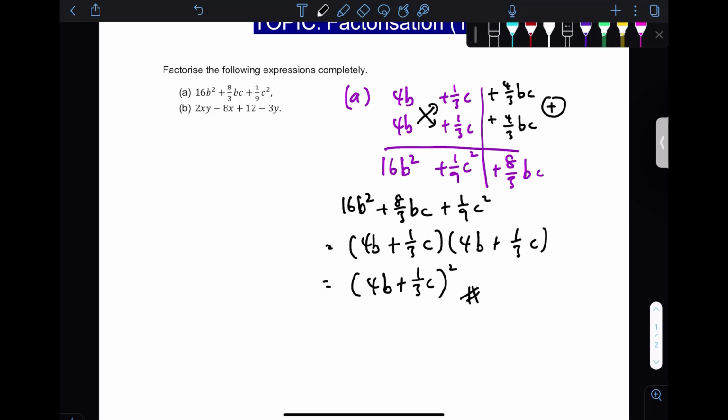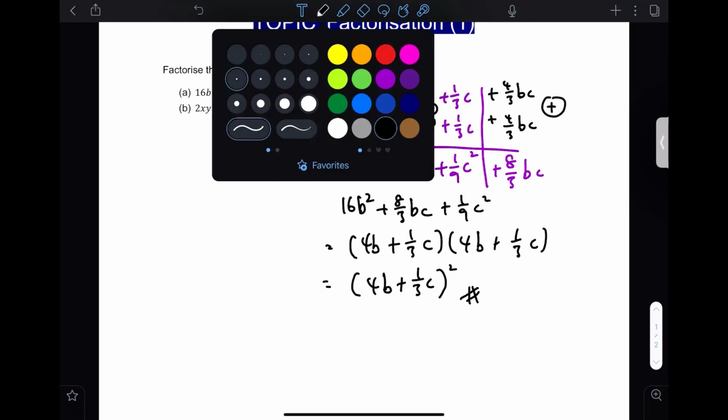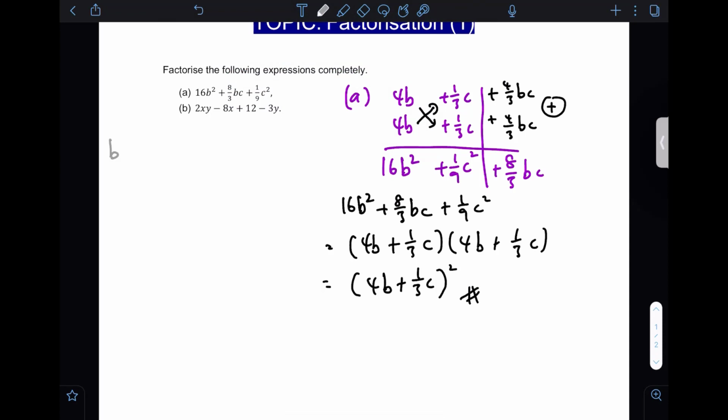Now we go on to part B next. Alright, so for part B, there are 4 terms. So for such questions with 4 terms, we will employ the pairing method.